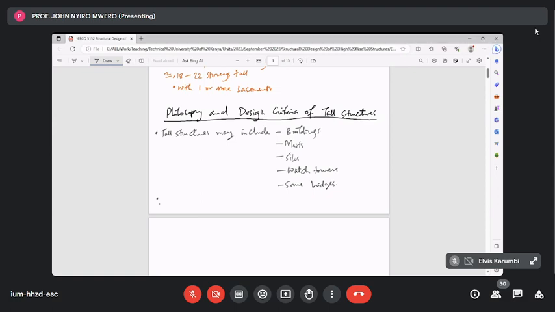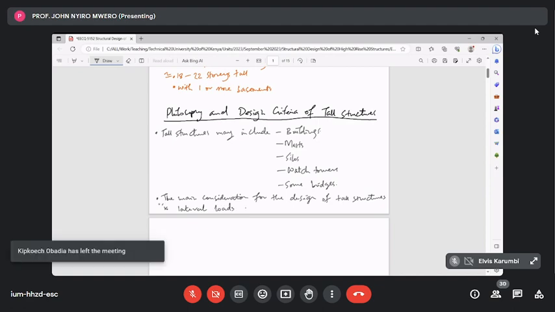The main consideration for design of tall structures is lateral loads. That is wind and earthquake, sorry, earthquake.